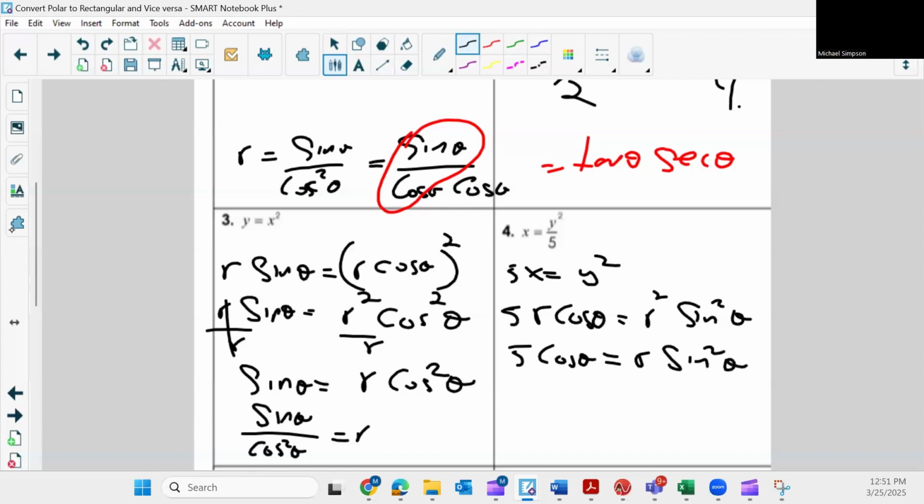What's my next step now? You want r by itself, right? You solve for r. So you just divide both sides by sine squared. That gives you 5 cosine theta over sine squared theta equals r.